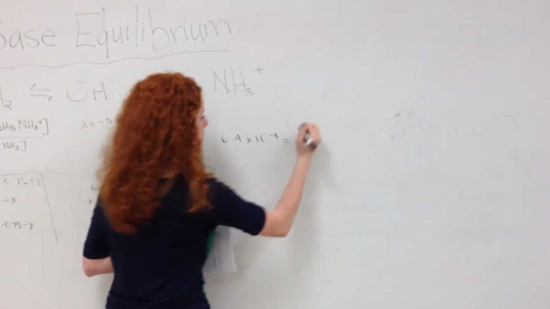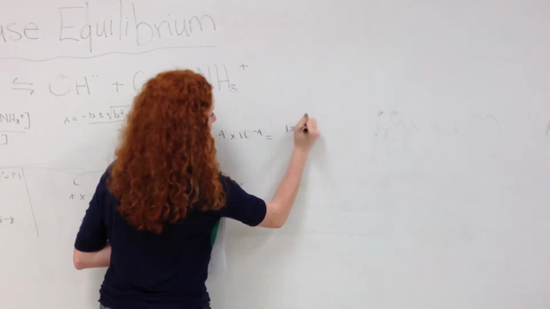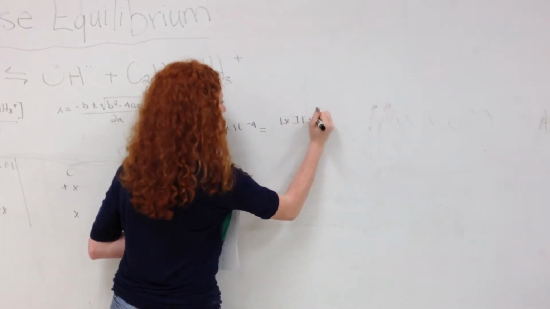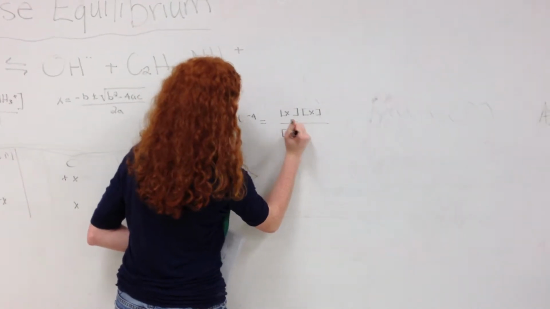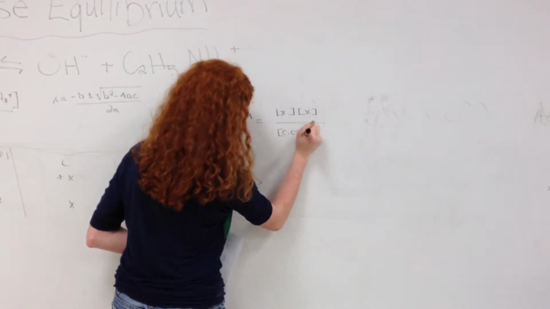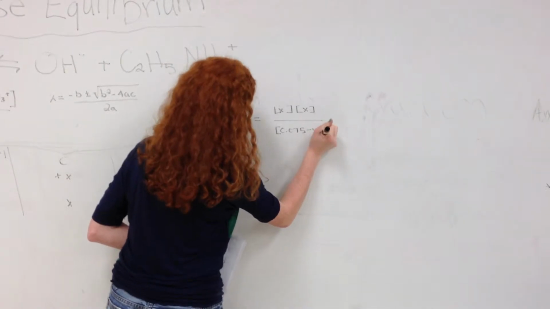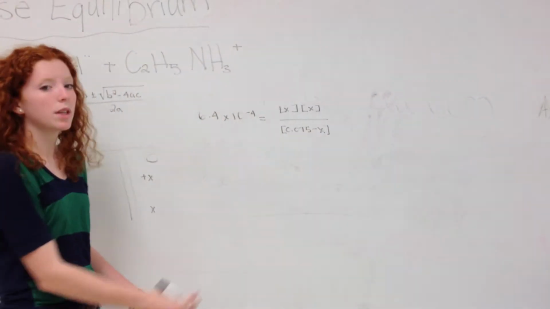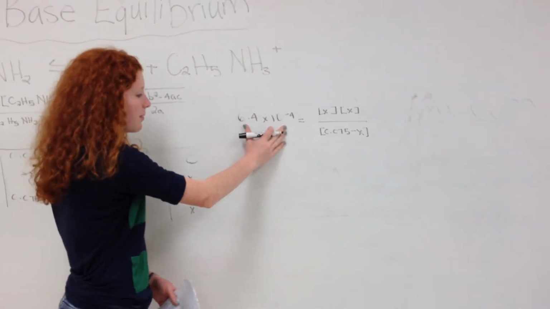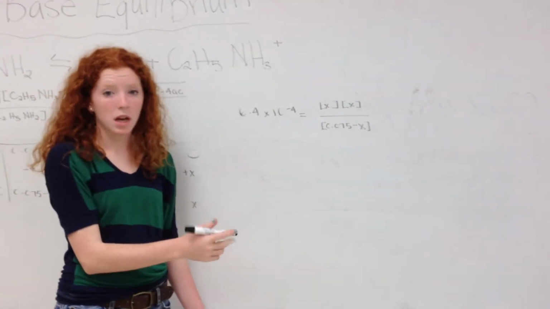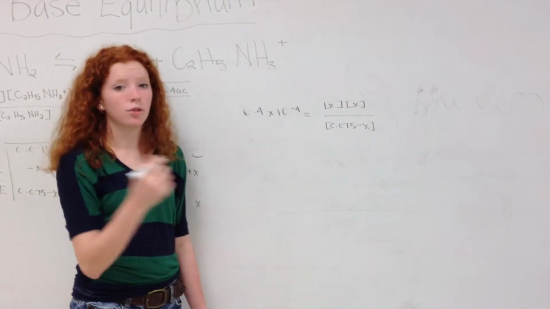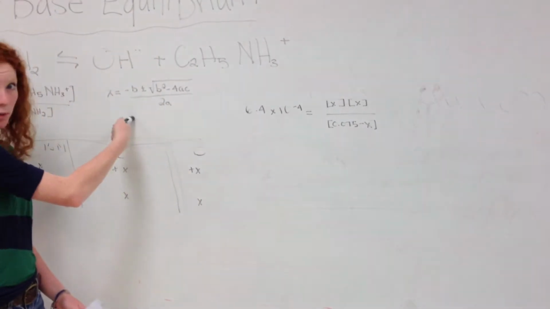So that equals the concentration of X times the concentration of X all over the concentration of 0.075 minus X. So we can tell from here that because the Kb value is not very small, the X is not going to be negligible. So we have to use the quadratic formula.